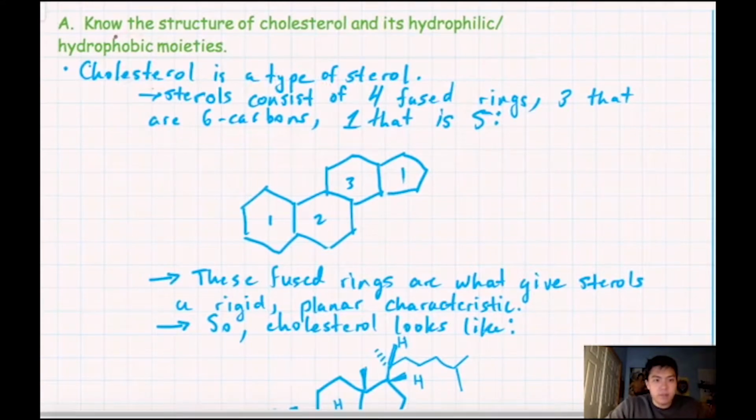The first objective is know the structures of cholesterol and its hydrophilic/hydrophobic moieties. Cholesterol has the word sterol in it, right? And so it's going to be a derivative of a sterol. Essentially, a sterol is a four fused carbon ring. So here you see 1, 2, 3, 4. Three of them, 1, 2, 3, are going to be 6 carbon rings, and then the fourth one is going to be a 5 carbon ring.